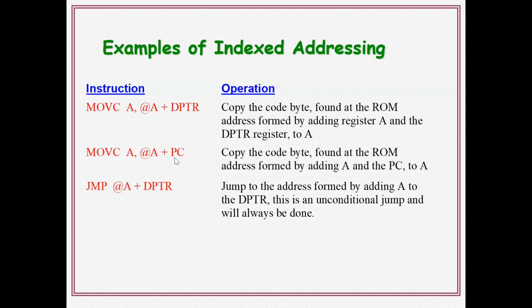So in the second example, copy the code byte found at the ROM address formed by adding A and the PC to the accumulator. Okay, and the third one is nothing but JMP @A+DPTR: jump to the address formed by adding the accumulator to the DPTR. This is an unconditional jump and will always be done. Okay, this is about index addressing mode.